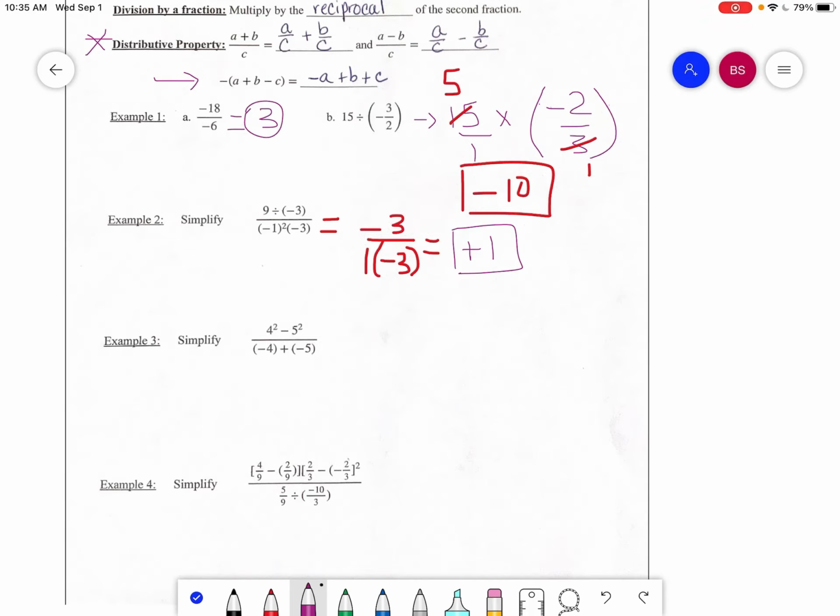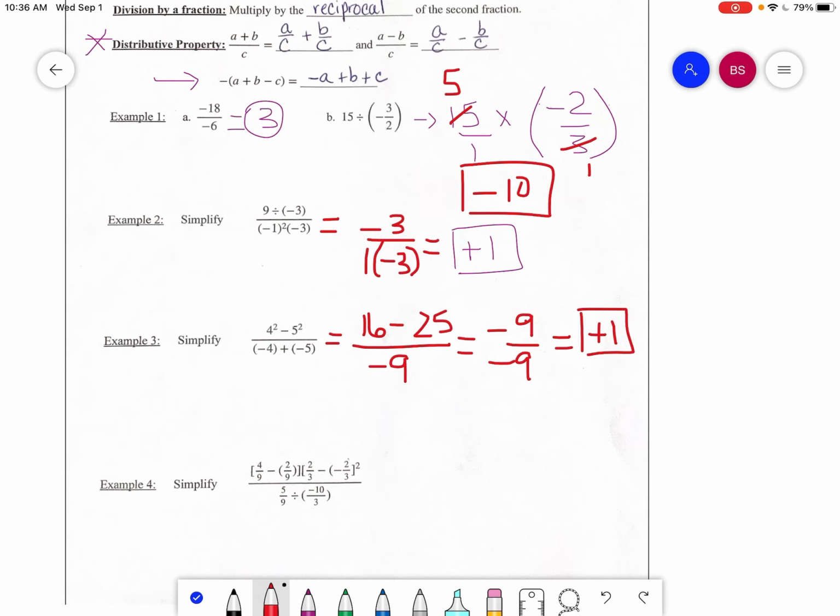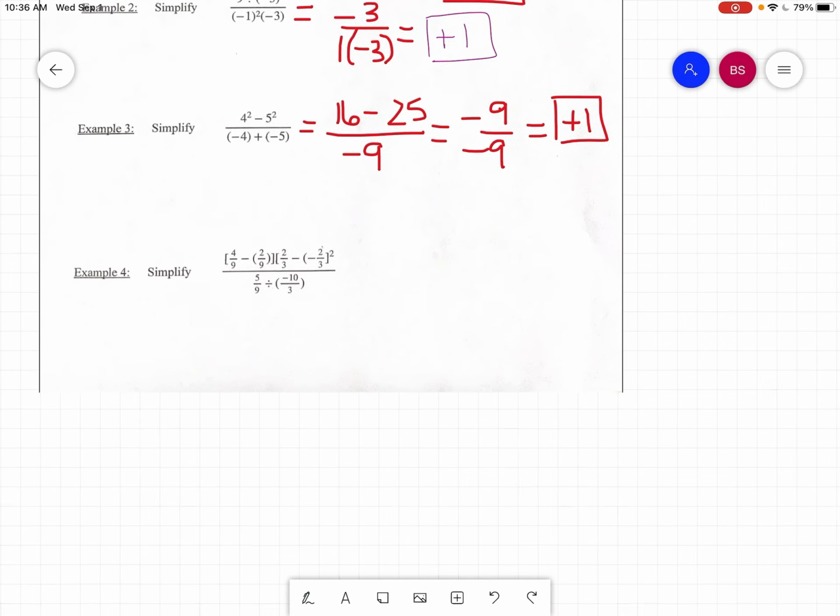All right, next. Again, with this division bar, I'm going to do the top and the bottom separately, and then I will divide last. 4 squared is 16, minus 5 squared is 25. And then negative 4 plus negative 5, that's same signs, add. Keep the sign, so keep it negative 9. 16 minus 25 is negative 9. So negative 9 over negative 9 equals positive 1. You don't always have to put the plus sign there. I'm just doing that for emphasis.